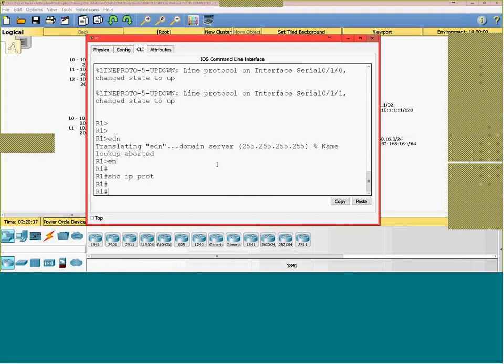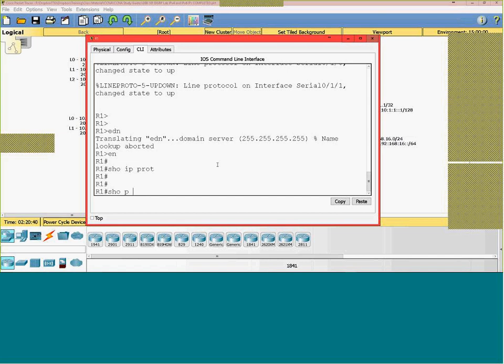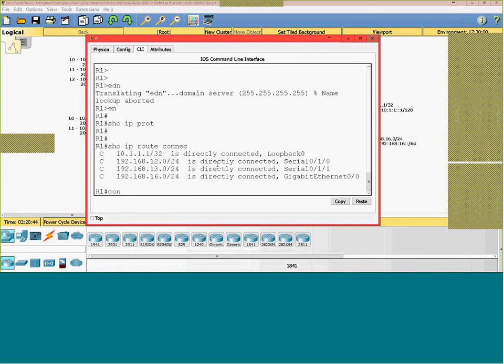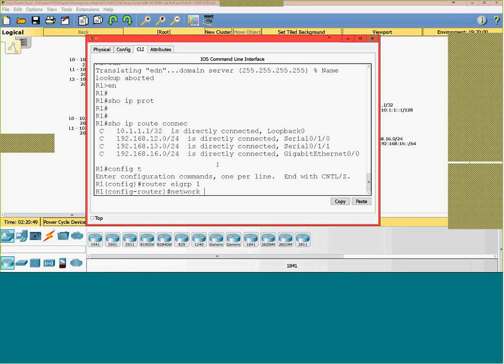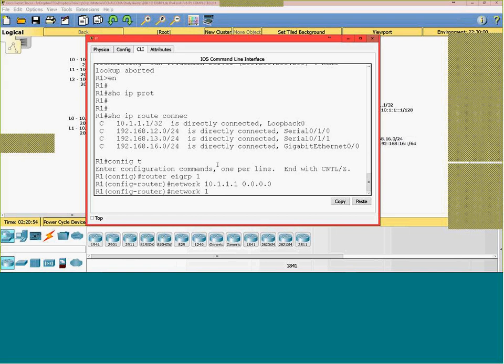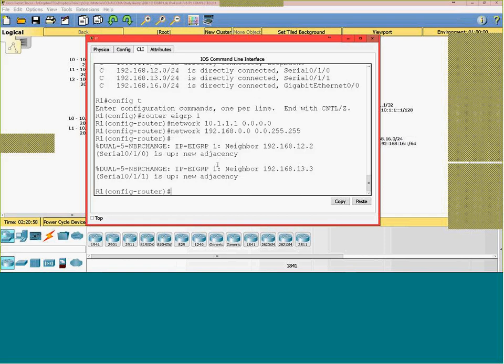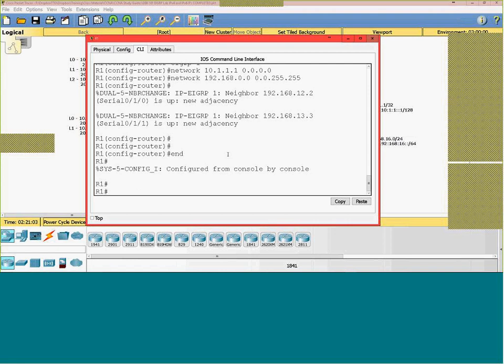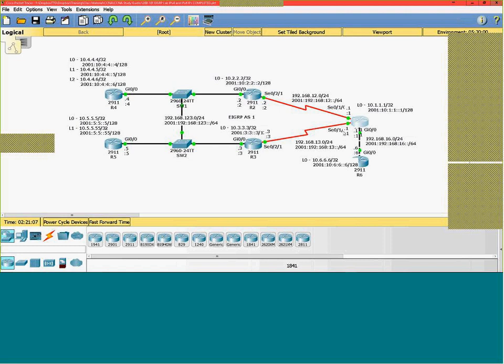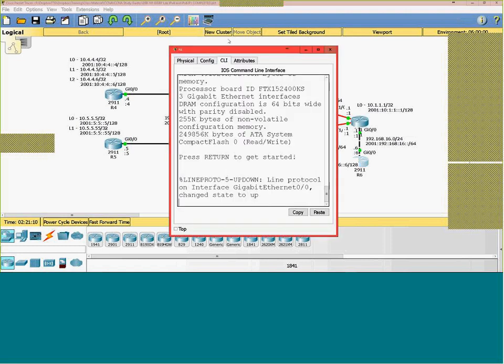Show IP protocols. Show IP route connected. Config T, router EIGRP 1, network 10.1.1.1 0.0.0.0, network 192.168.0.0 0.0.255.255. Okay. I'm doing it kind of quickly at this point, only because we're just doing the same thing over and over again. All right, I've got one more router to do here.